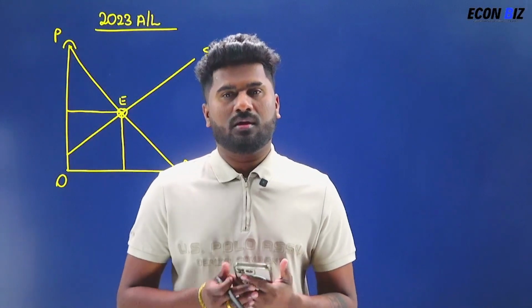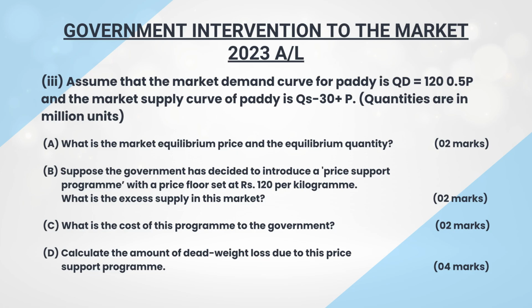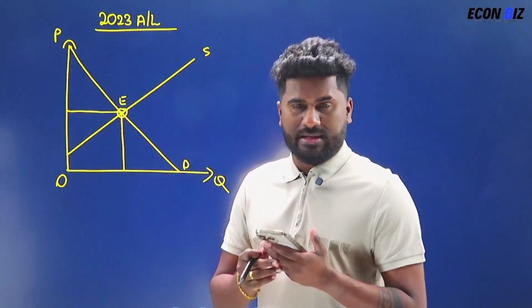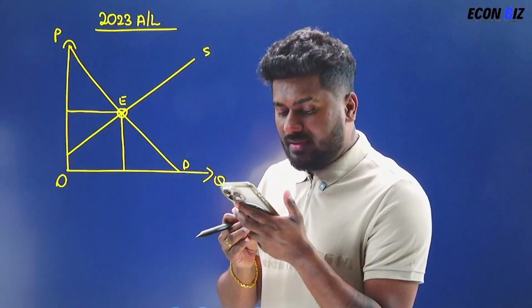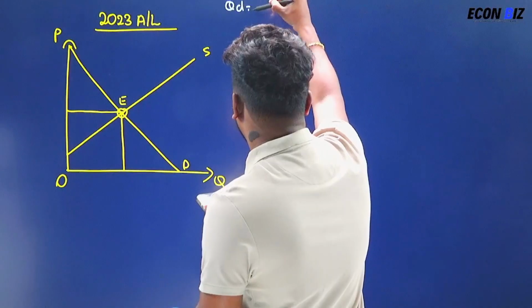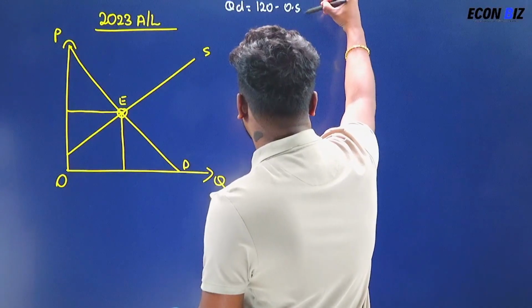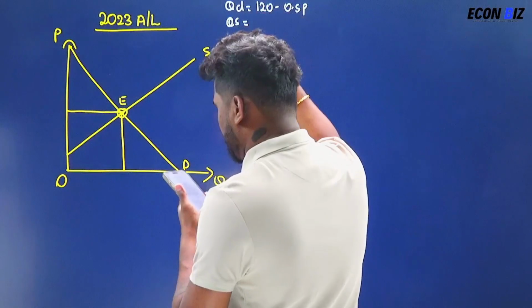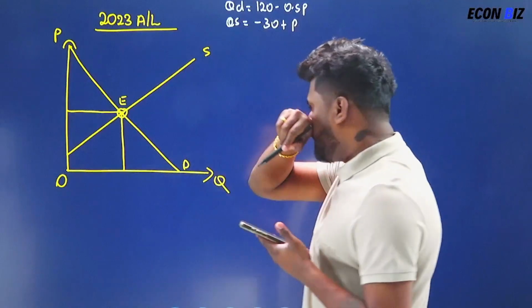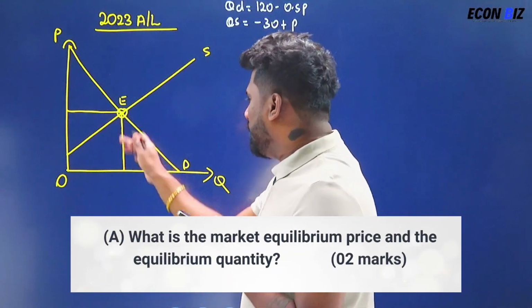Okay, going to discuss the 2023 A-level government intervention question. In this question, they have tested the excess supply purchase situation under the minimum price. So it is better to draw a sketch like this before getting the answers. They are giving a demand equation, 120 minus 0.5p, and a supply equation of minus 30 plus p. So let's put the equilibrium price first.